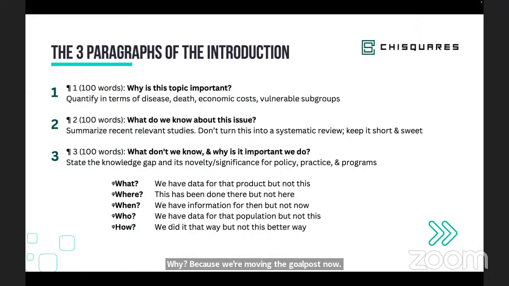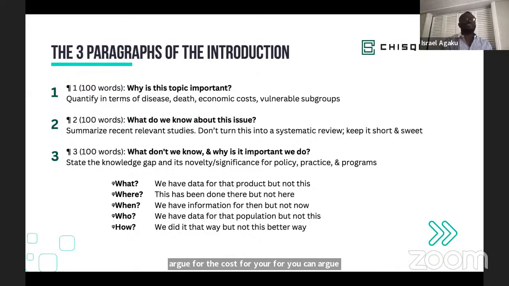But you can argue for justification for your study based on things that don't have to do with p-values. That's the point I'm trying to say.